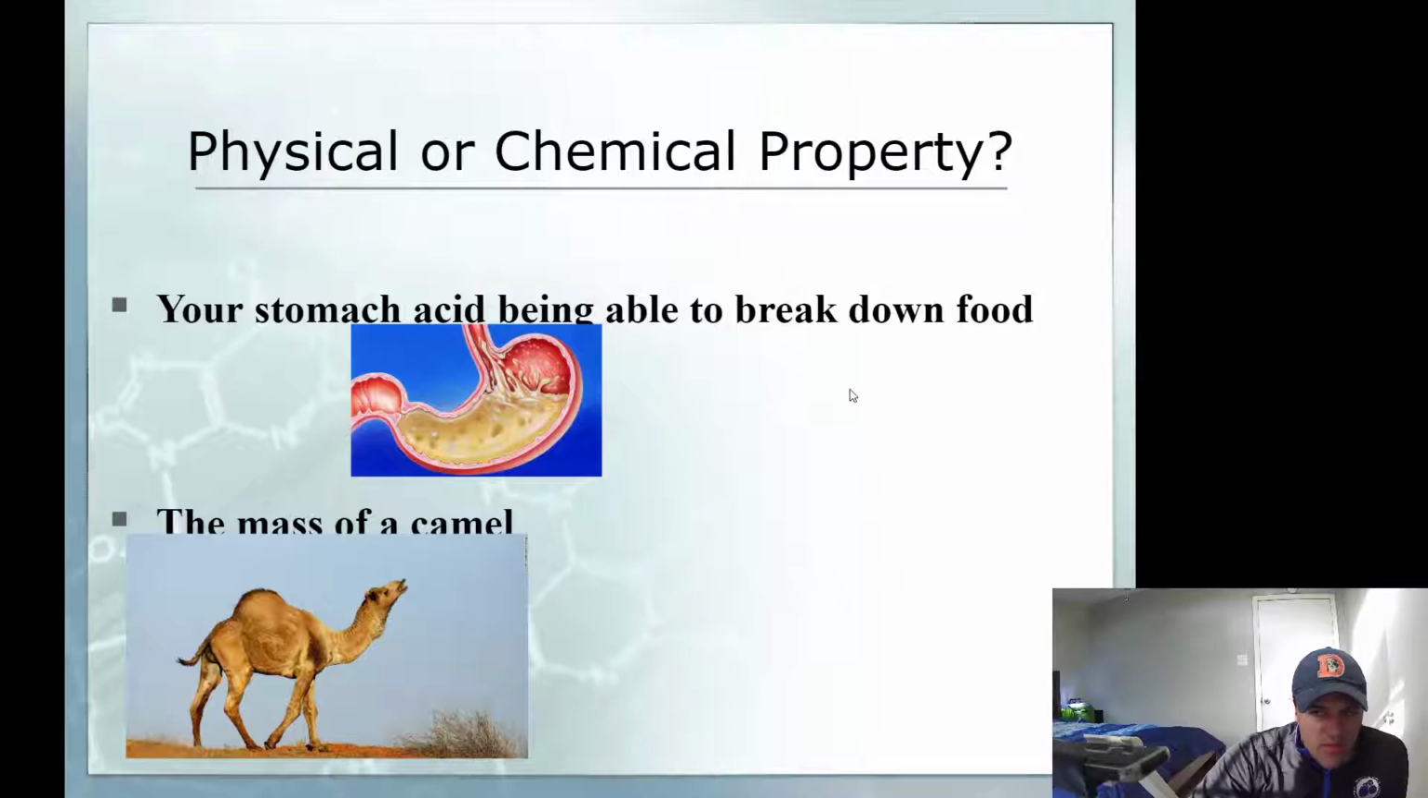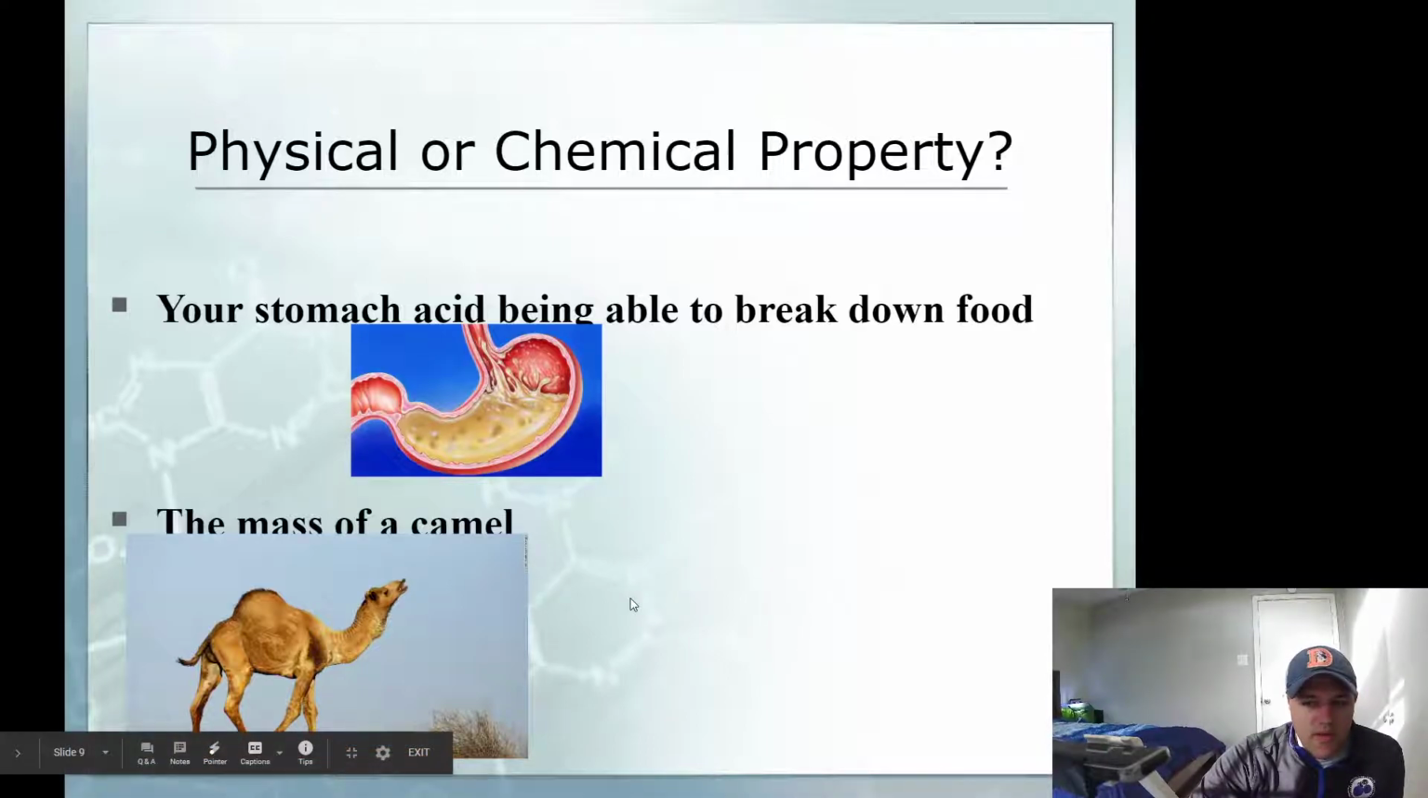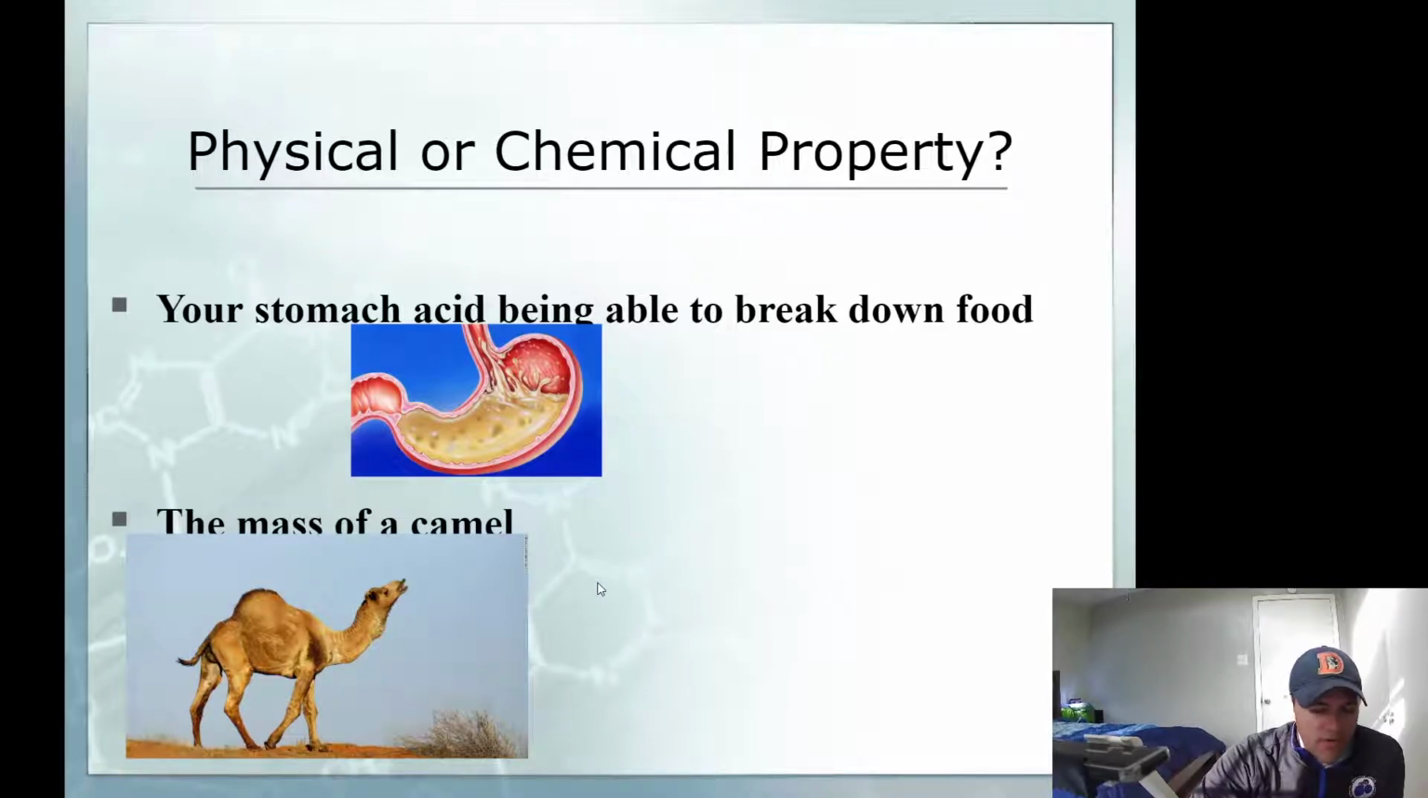All right, stomach acid being able to break down food. That is a chemical property because it has to do with the acid in your stomach reacting with whatever it's trying to digest and breaking it down. Generally, if it has to do with a chemical reaction or a chemical change, which we'll talk about later, it's a chemical property. All right, and the mass of a camel, that's something you can observe with your five senses. Obviously you can't pick a camel up, but if you tried to, you would feel how heavy it is, right? And anything that you're worried about mass is a physical property.